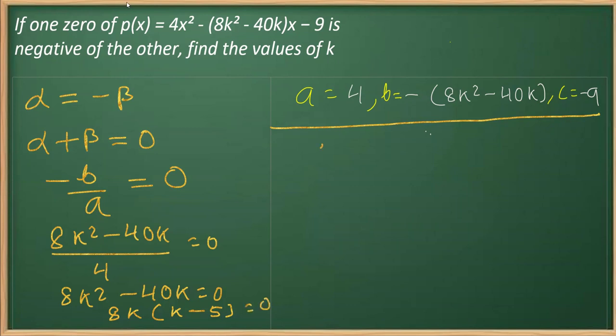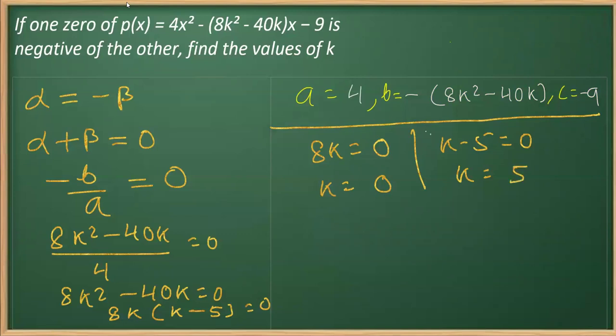Now we are going to compare both of them with 0. So 8k is equal to 0 or k minus 5 is equal to 0. Now on transposing 8 to the other side, it is 0 divided by 8, which is 0. And here on transposing 5 to the other side, it is 0 plus 5, which is 5. Now we can say that we have two values of k: k is equal to 0, and k is equal to 5.